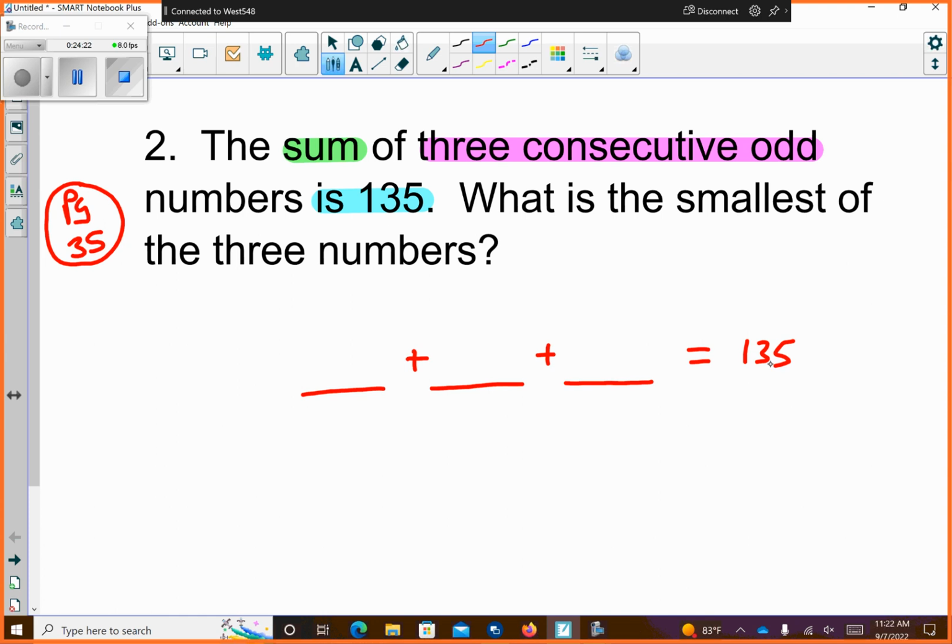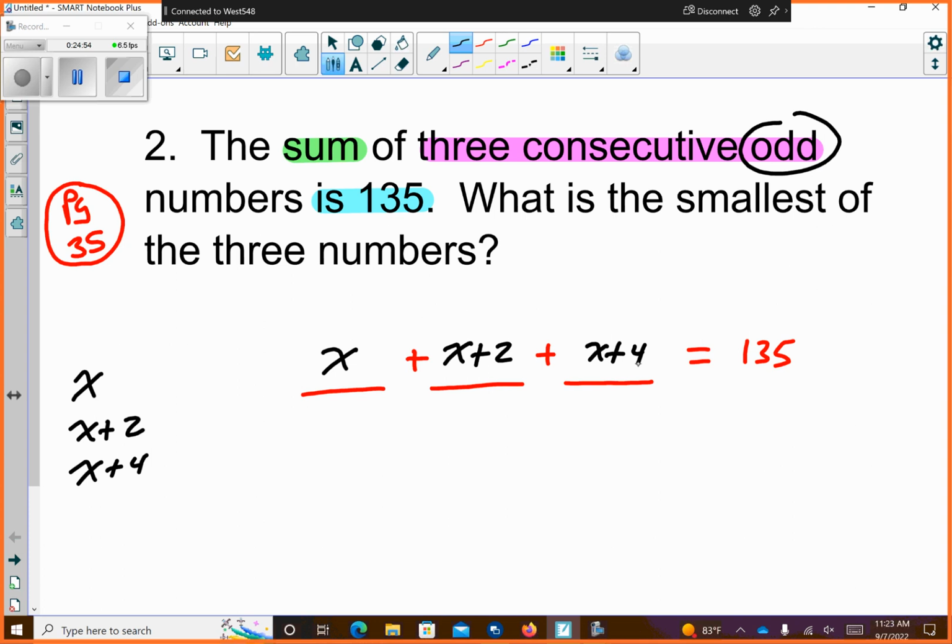If the first odd is x, what does the next one have to be? I'm sorry? But they're odd. If they are consecutive, I agree. This is odd. So what's the next one have to be? And then the next one? Yeah. So you just add 2 each time. Okay, so I have x plus 2, x plus 4.